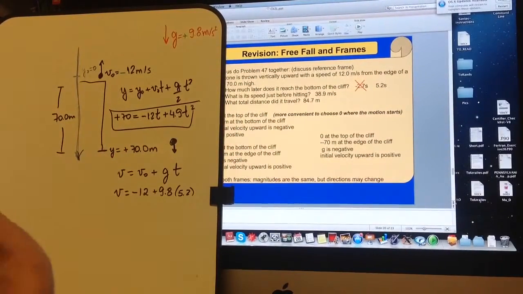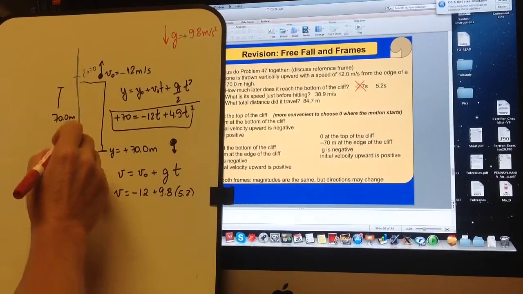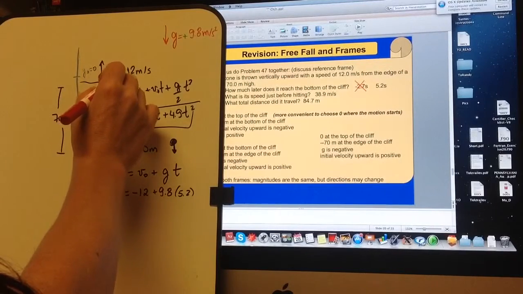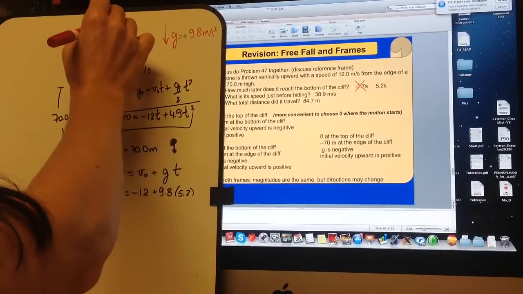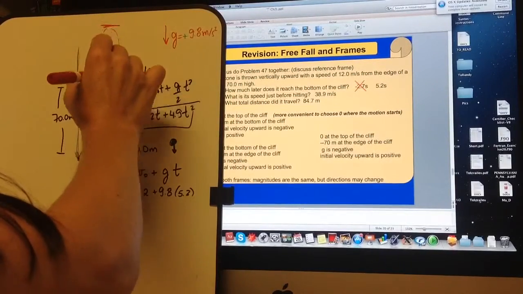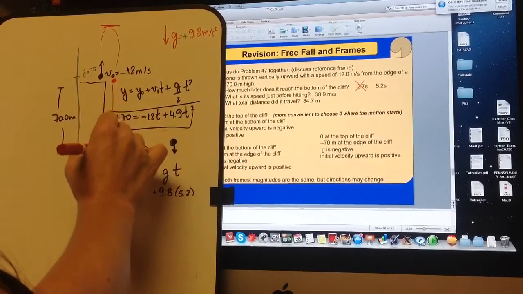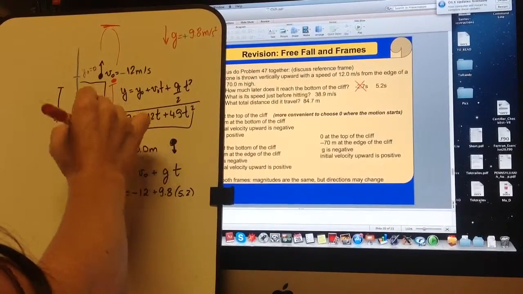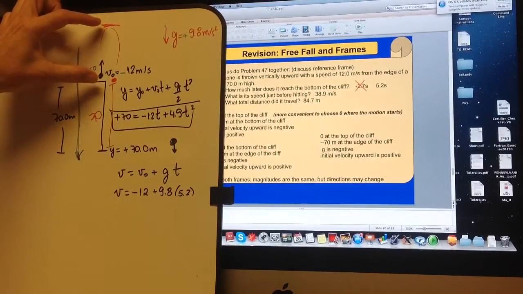Okay, final question is, what is the total distance that we travel? For sure, we know that we travel 70, right? So once the ball came down, it goes up, reaches a maximum point, comes down, and from here to here it will have traveled 70. That we already know. Okay. What we don't know yet is how much does it travel up.